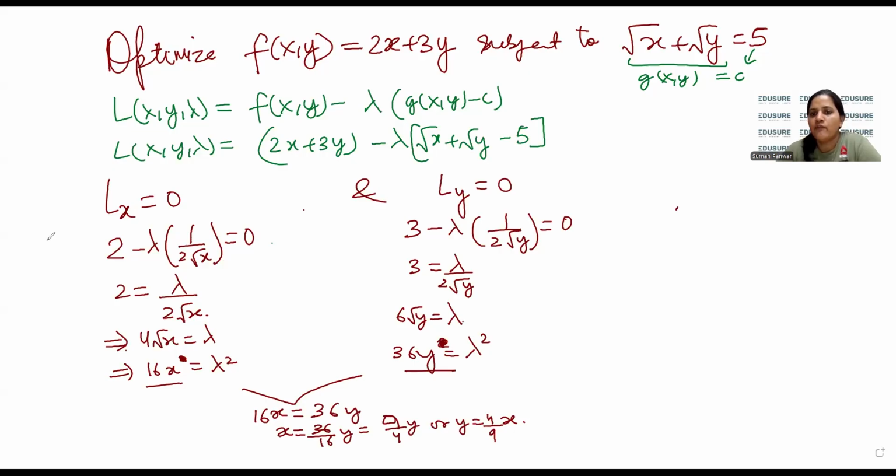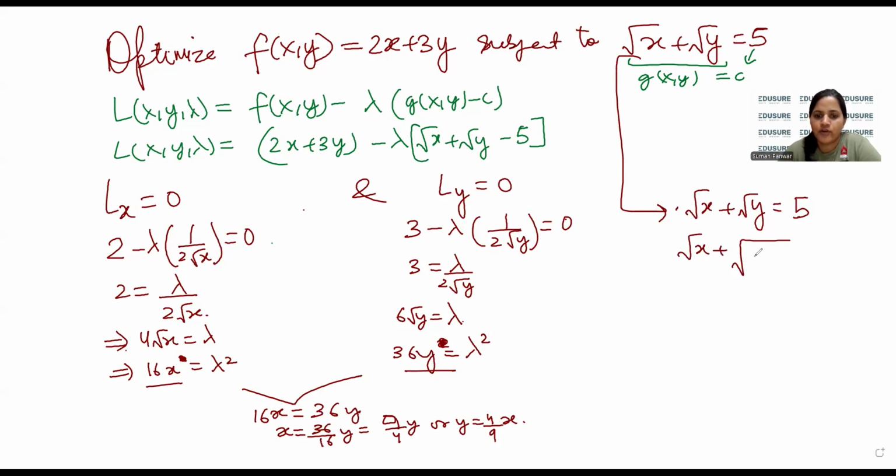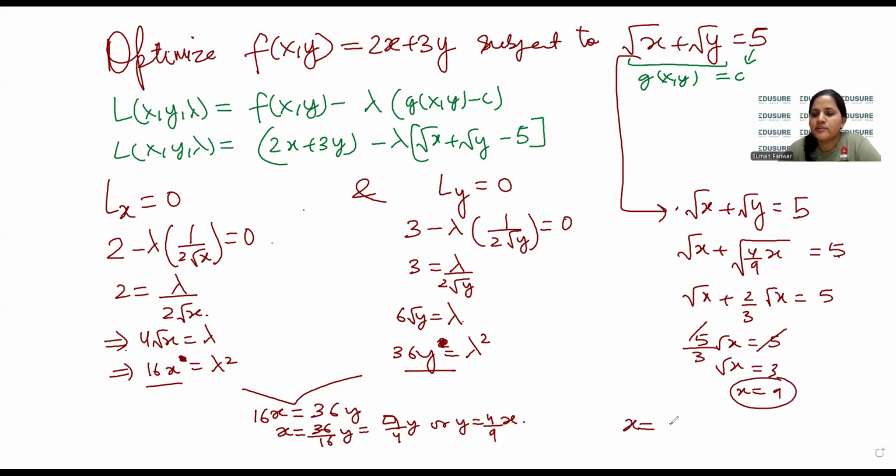Now we will be exploiting root x plus root y equals 5. So root x plus root y, what is root y? root of 4 by 9 x, so root x plus 2 by 3 root x is 5. So 5 by 3 root x is 5. So root x is 3, x equals 9. So when x equals 9, y equals 4 by 9 x, which is 4.